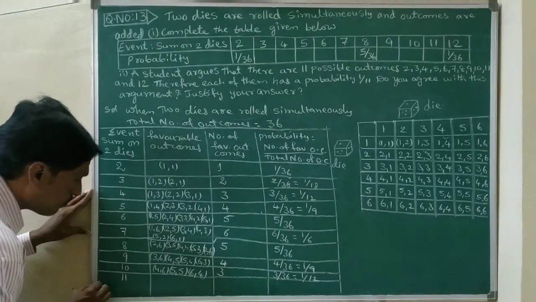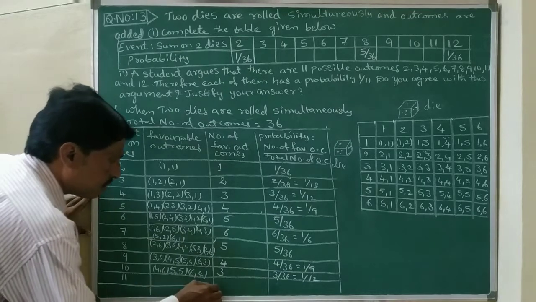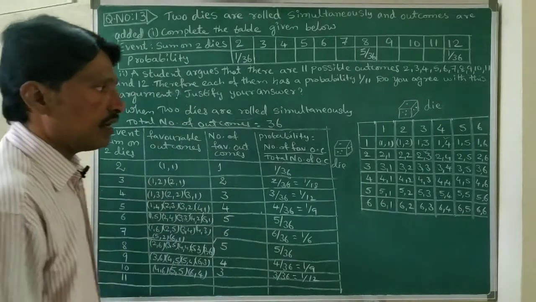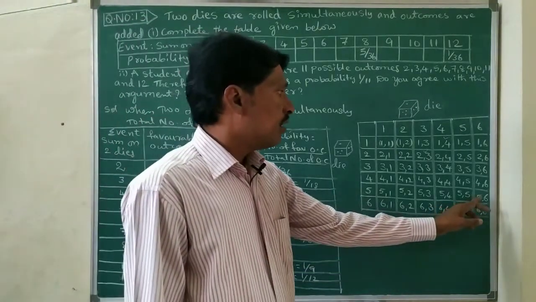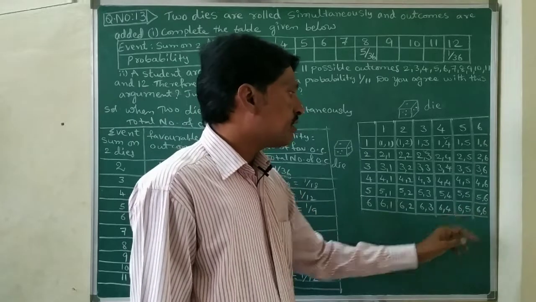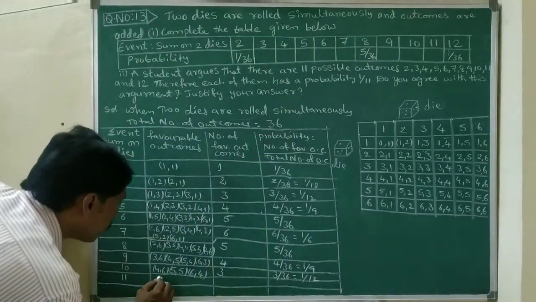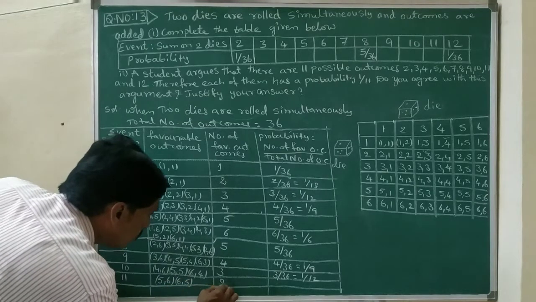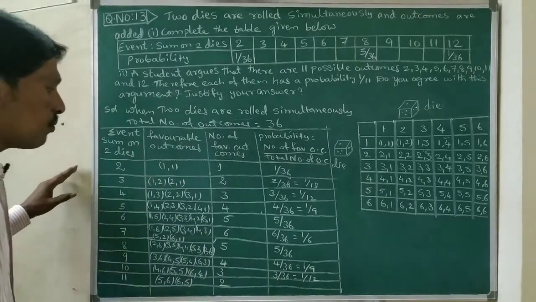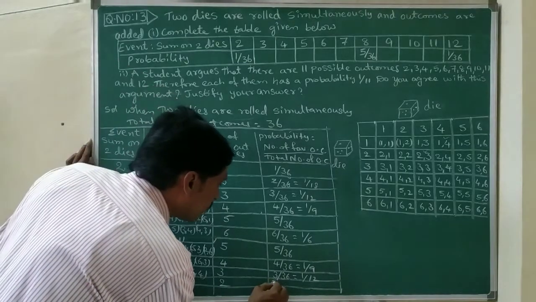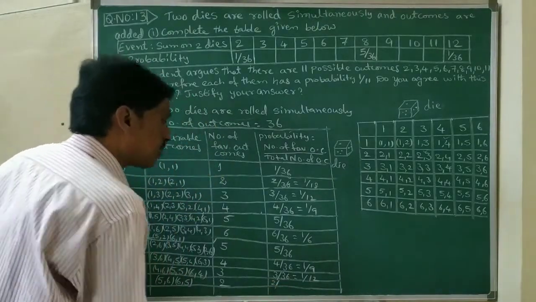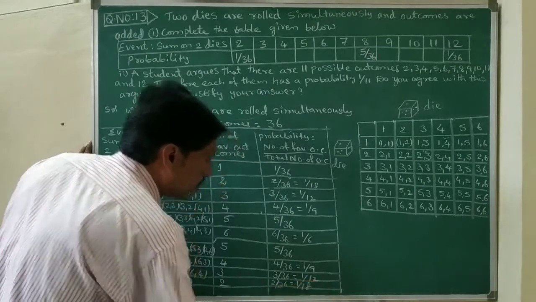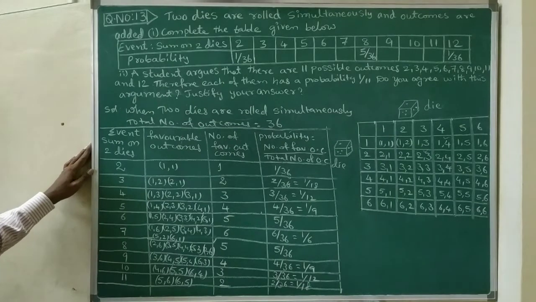Now 11, the sum on 2 dice will be 11. So what do we have to get here for 11? 11 means 5 comma 6 and 6 comma 5. Only two possibilities. The favorable outcomes will be 2, and the probability of getting a sum of 11 on 2 dice is 2 by 36, that equals 1 by 18.